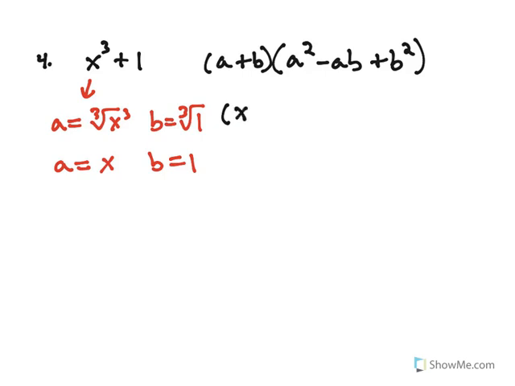So now we just plug everything in and we're good. A is going to be x, B we said was 1. A is x, so A squared is x squared. A times B, again, is going to be, if A is x, B is 1, then x times 1 is just 1x, or just x. And it's minus, right? And then B squared, well, 1 squared is still 1. Okay, and that would be your answer.